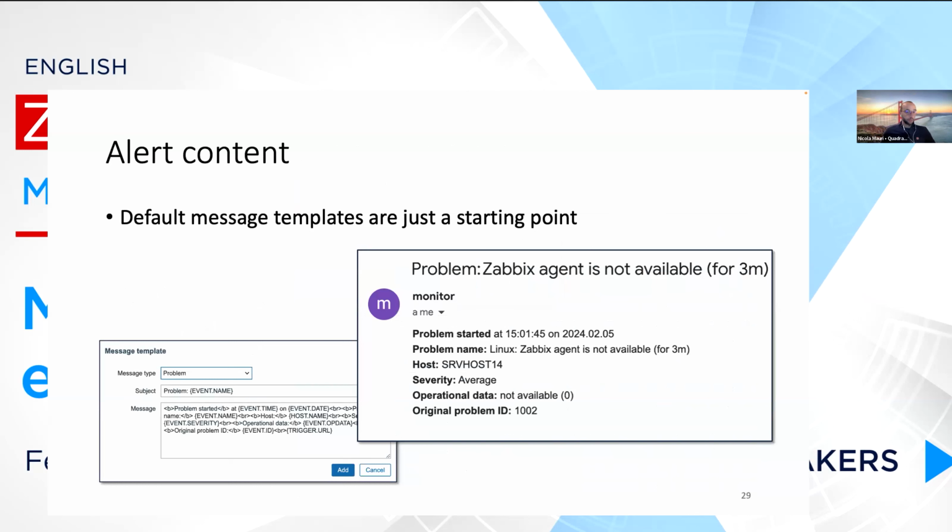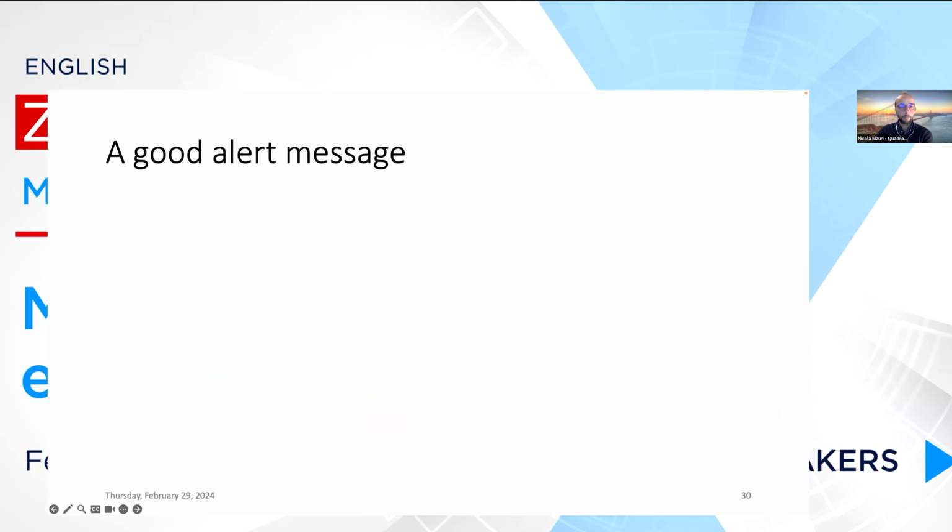Let's go to the alert content, which is very important as well. As you know, default messages are very basic, and they also have some issues. For example, in the subject line, the host name is missing, so users need to open the message to understand on which host the problem was triggered. So really, don't be lazy. Try to enrich this alert, this template message.